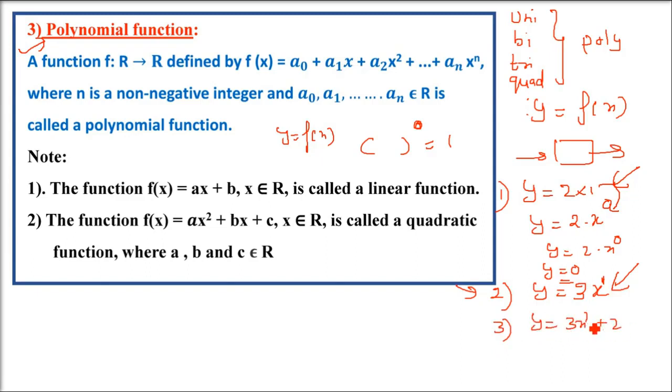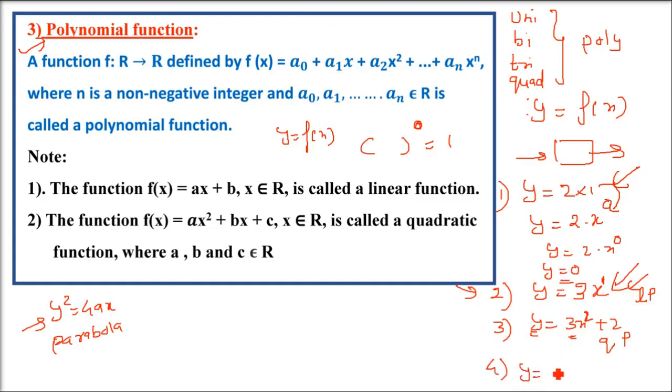Y equals 3x squared plus 2. Now we have x squared, so the degree of this polynomial is 2. The second one was a linear polynomial. This we call a quadratic polynomial. The degree here is 2, meaning the highest power of x is 2. In later chapters, y equals 4ax is a parabola. Anything with one variable and another variable with a square power gives you a parabola. So y equals 3x squared plus 2 will be a parabola. This is a quadratic polynomial.